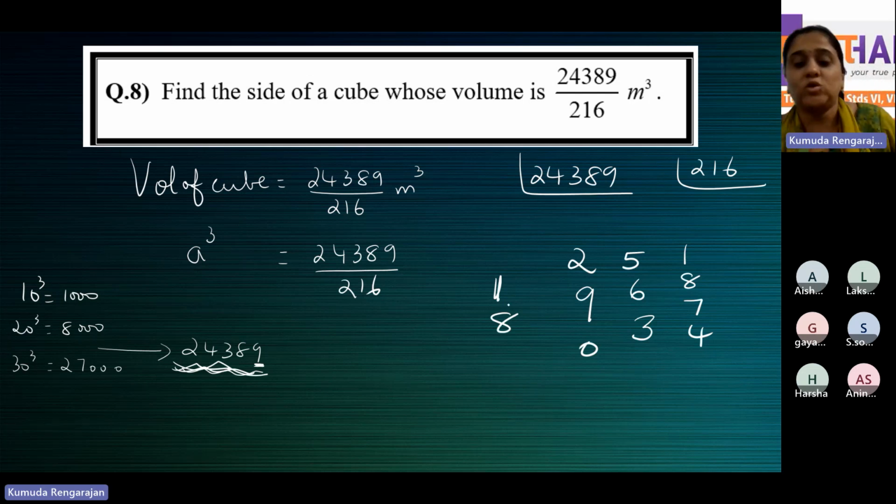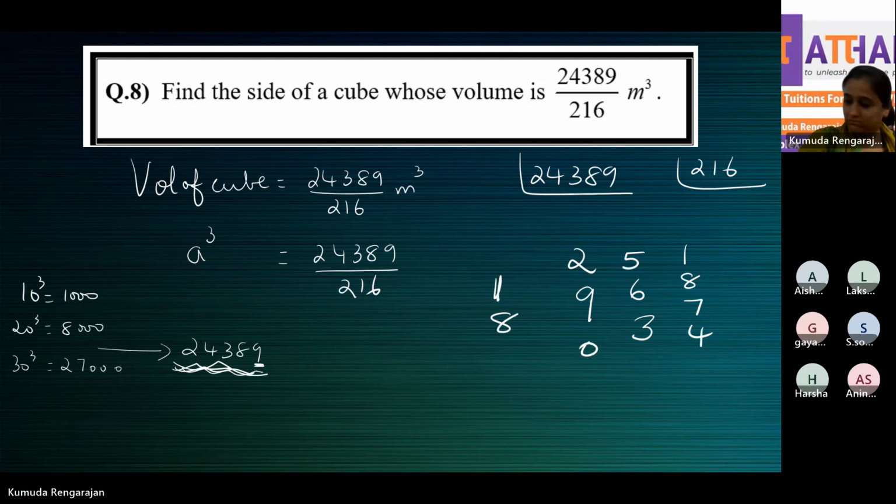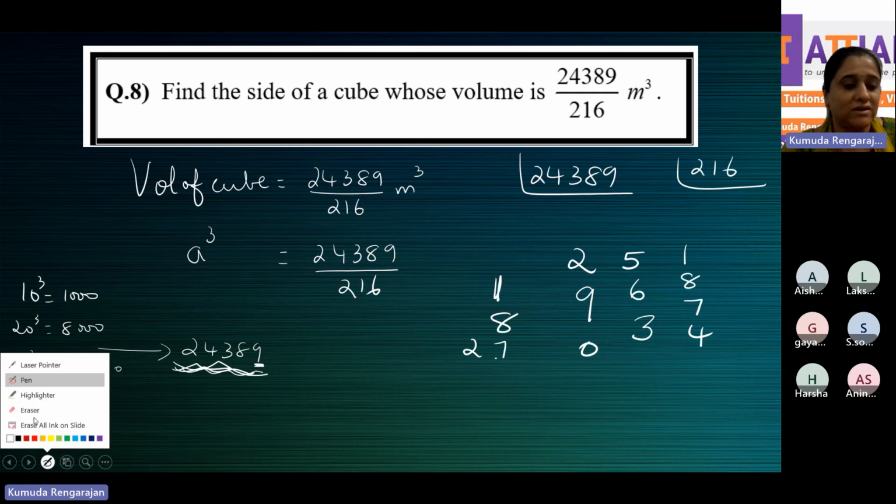Yeah. So 2 into 2 into 2 is 8, right? 3 into 3 into 3 is 27, which is, one second, just a second.